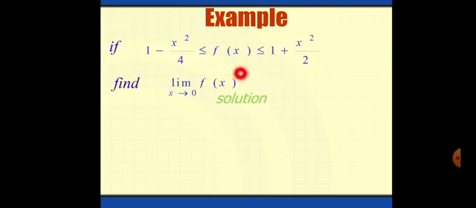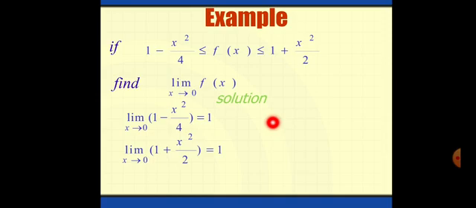For example, if f of x lies between 1 minus x squared over 4 and 1 plus x squared over 2, you have to find the limit of f of x when x approaches 0. So you have to find the limit of the left hand side, 1 minus x squared over 4, when x approaches 0. You can use direct substitution and you will find the answer is 1. And the second step, find the limit of the right hand side, 1 plus x squared over 2, when x approaches 0. If you use direct substitution, the final answer is 1. Here we have the right limit and the left limit are equal. They are equal to 1. So the limit of f of x, the function in between, equals 1 as well.